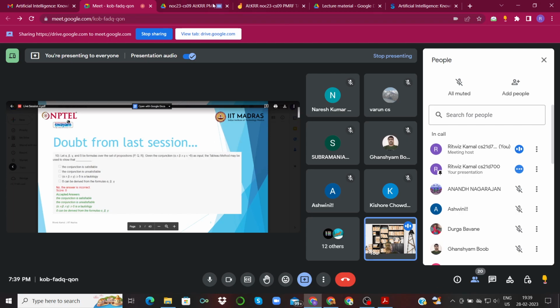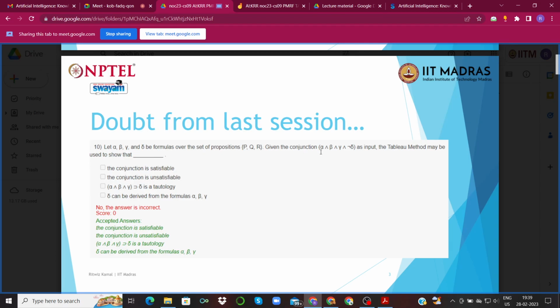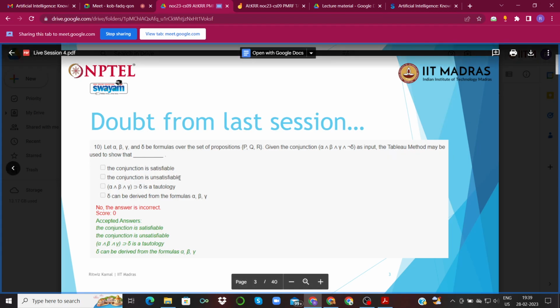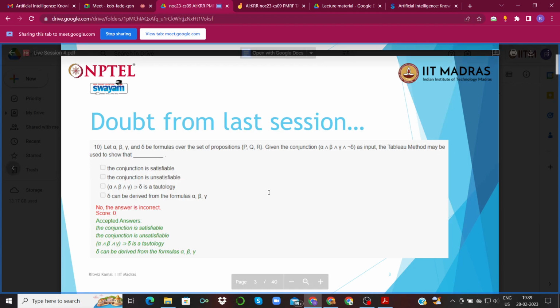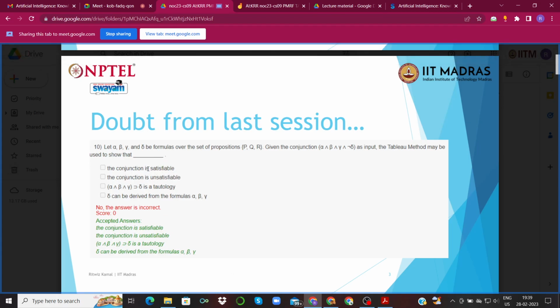So basically, he had raised a doubt. There was one question in the week 4 quiz, I think, the current assignment, which was this: basically, that alpha, beta, gamma, and delta be formulas over the set of propositions P, Q, and R, given the conjunction alpha, beta, gamma, delta, and not of alpha, beta, gamma, and not of delta as input. A tabular method may be used to show that, and all of these were the correct options. Okay. And his doubt was that we had discussed a similar question in one of the live sessions, and there we had only satisfiable and unsatisfiable as the correct options.